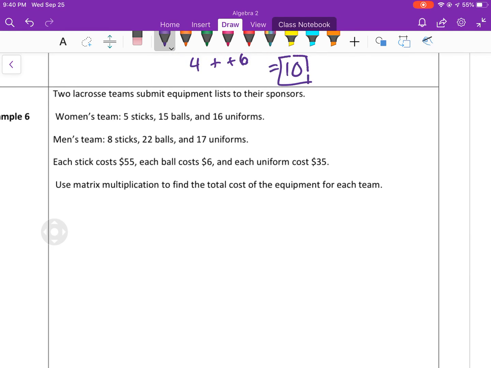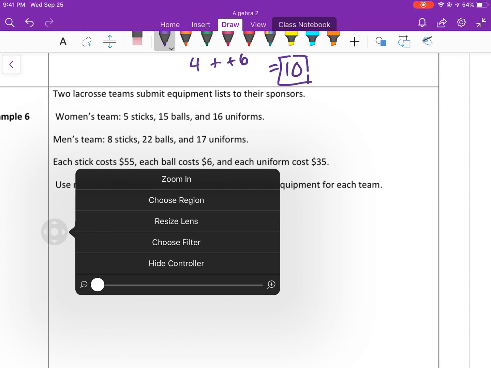So here's an example. 2 lacrosse teams submit equipment lists for their sponsors. Women's team gets 5 sticks, 15 balls, and 16 uniforms. Men's team gets 8 sticks, 12 balls, and 17 uniforms. Each stick costs $55, each ball is $6, and each uniform is $35. Use matrix multiplication to help find the total cost of the equipment for each team.